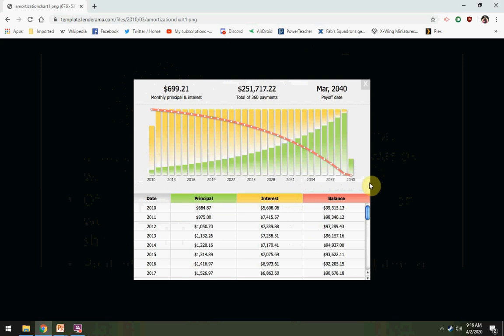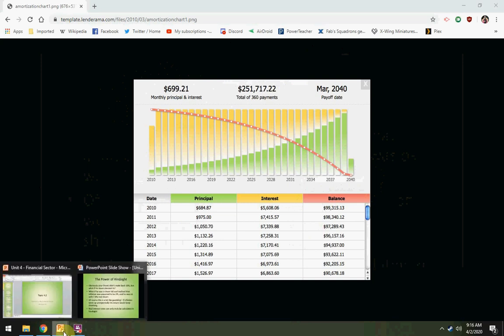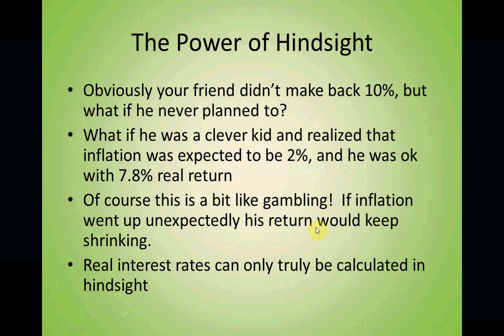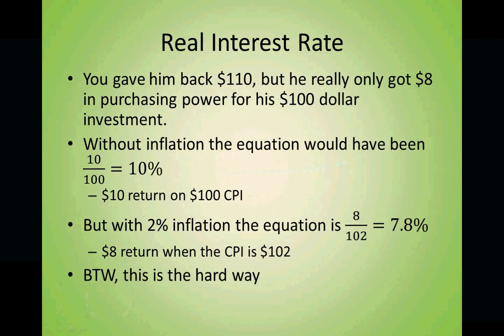They realize what interest rates are, they realize what inflation is, and they calculate it out in a fancy mortgage math way, which you can look up online. It's not hard to do, and it'll tell you basically all this. All right, back to this stuff. Real interest rates can only truly be calculated in hindsight, once you know what the actual rate of inflation was. And like I said, this was the hard way.